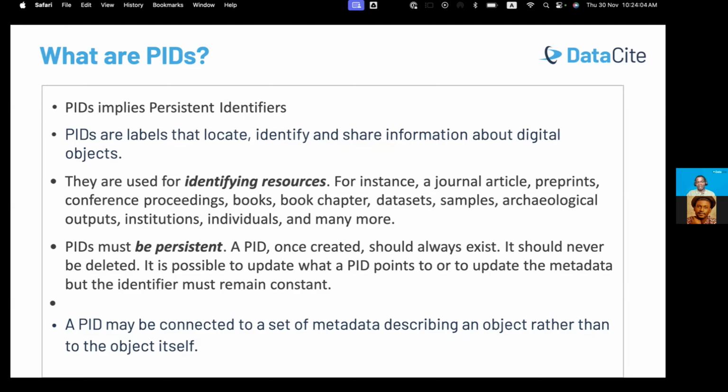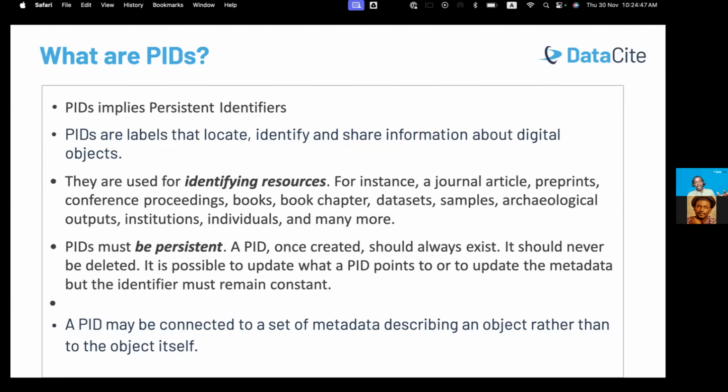PIDs must be persistent. A PID, once created, should always exist. You should not be able to delete it. It is possible to update what a PID points to or to update the metadata. I've explained what we meant by metadata earlier. But the identifier must remain constant. It must always be there. That link must always exist. Even when the creator of that content has gone to another world, if it exists somewhere, that resource link must keep on existing. It should not be a website name that I could not renew again and the hosting got expired.